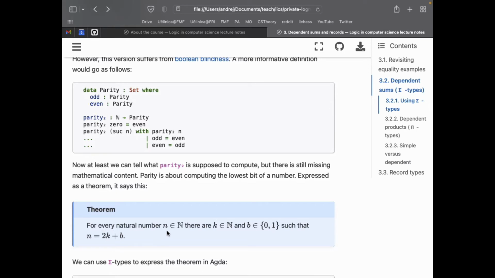For every natural number n, there is a k and there is a b in {0, 1}, such that n equals 2k plus b. So the function computes b, but it doesn't give you any evidence that this b has anything to do with anything. What we would like to say is that we computed the b from this theorem. That would be better, because then we would know that we didn't just compute a random bit. We have the mathematical correctness of our function.